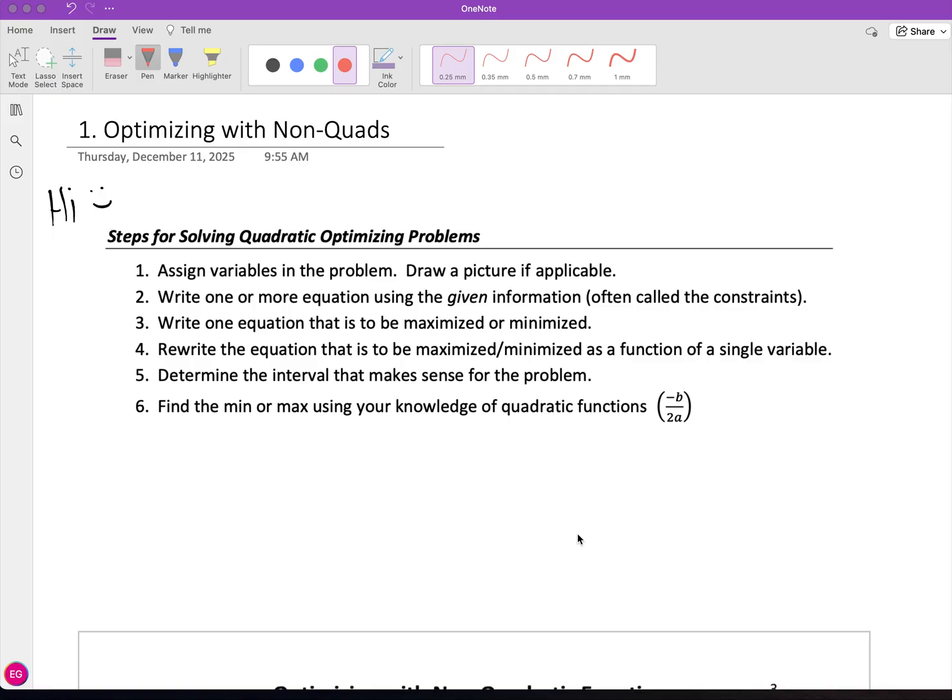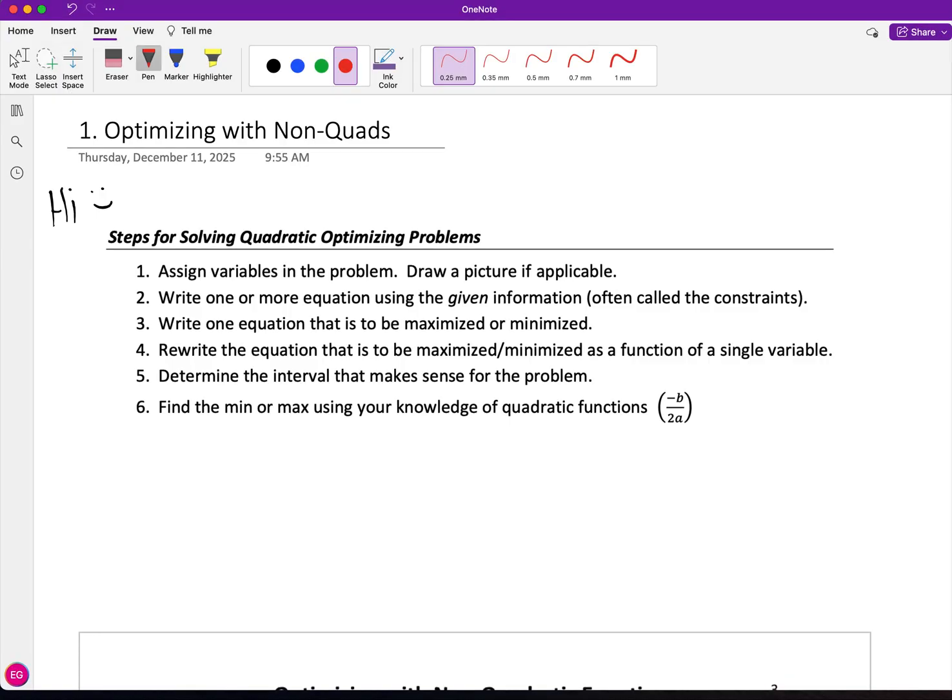And that one is almost always going to have multiple variables in it, multiple letters. And so we're going to have to use the first equation to rewrite the second equation that we're trying to find the min or max of in order to only have one variable, one letter left over. And from there, we figure out domain, intervals that make sense, things like that. And when we had quadratics, we could just use negative b over 2a because we know that that is how you can find a min or max on a quadratic.